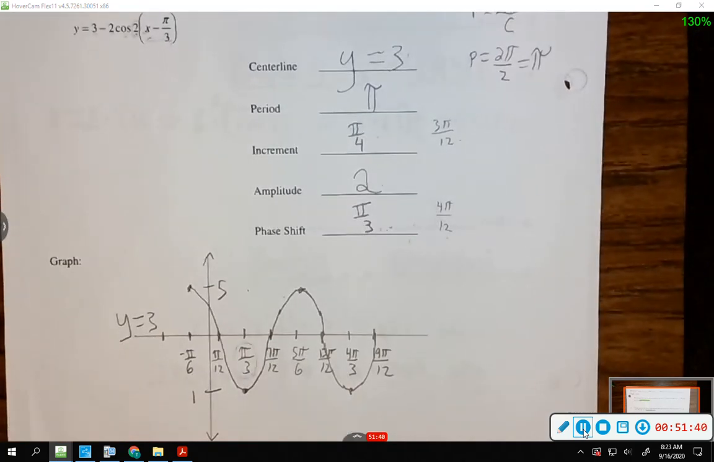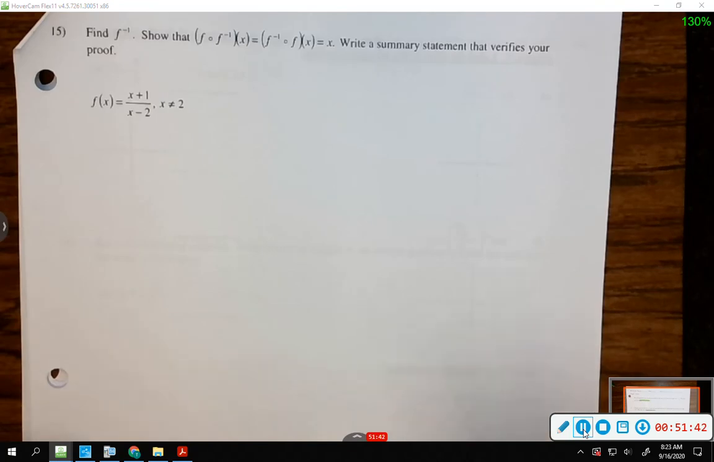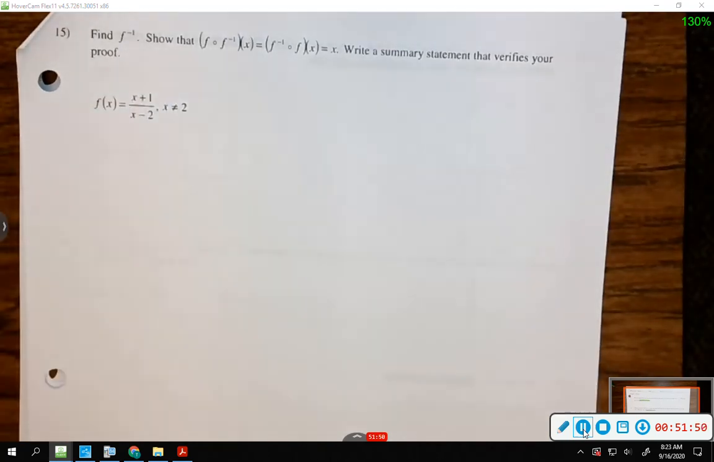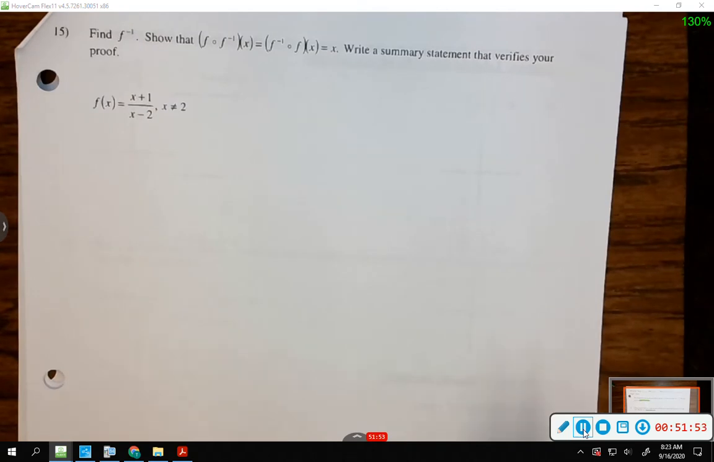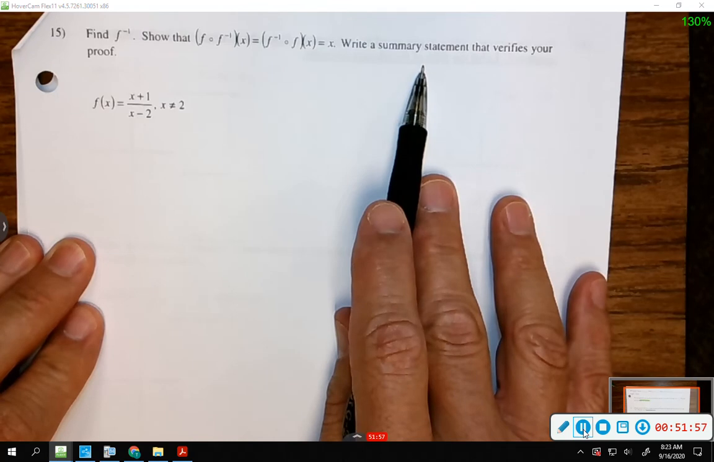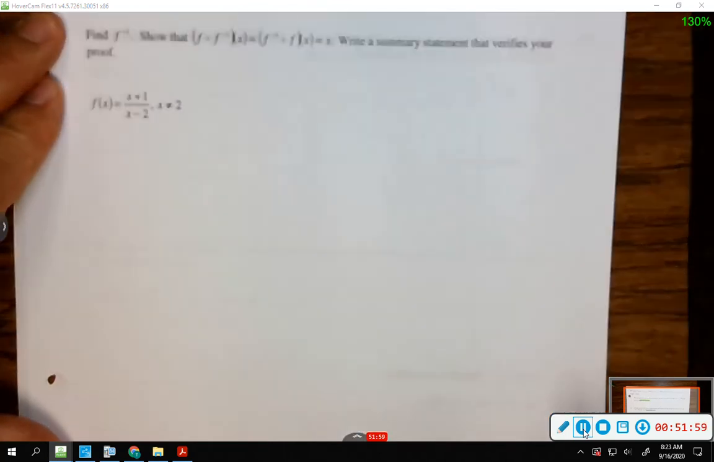One of the more detailed problems is going to be this one, finding the inverse of this rational function, and then verifying the composites. Write a summary statement that verifies your proof. You have to have this, and I'll write it on here so that you can see it. We work these the same way that we always have.